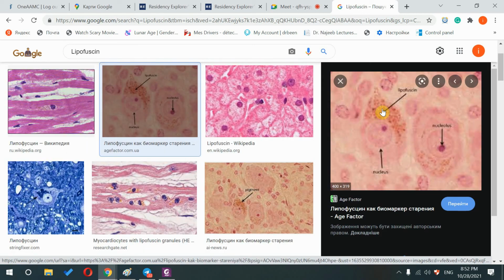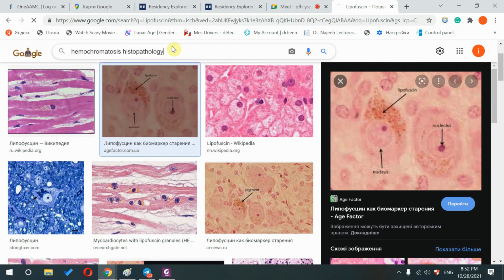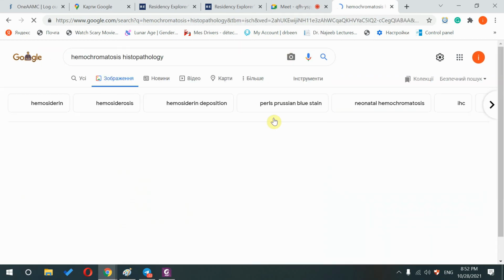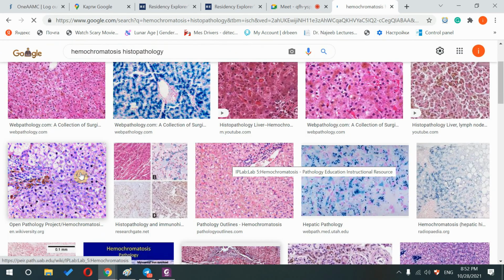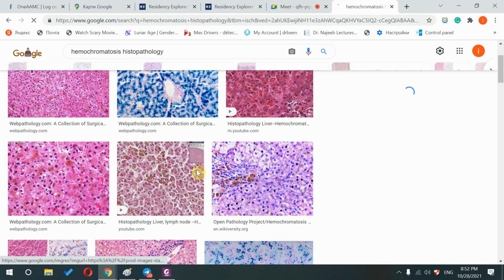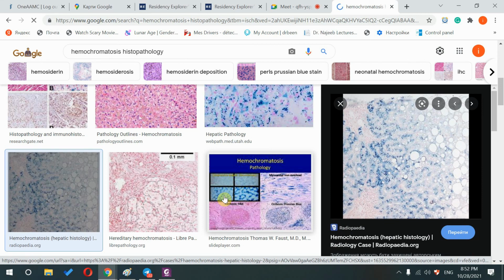These brownish pigments are the lipofuscin. So you see this, then I'm going to show you a picture of hemochromatosis histology. Try to differentiate between the two. Okay, yeah, so you can also see the brownish pigment here, and it looks kind of the same. So it's kind of useless to try to differentiate between them. So the easy way is just to look at the age.